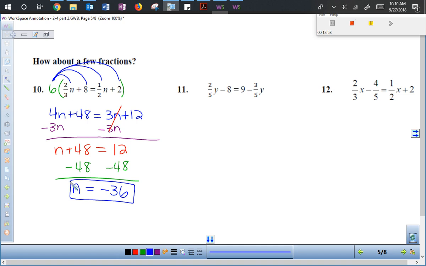Now, I have not been checking these in my calculator because I'm trusting that you are doing that on your own. Checking in your calculator will only help yourself.